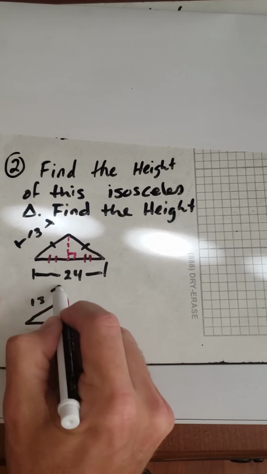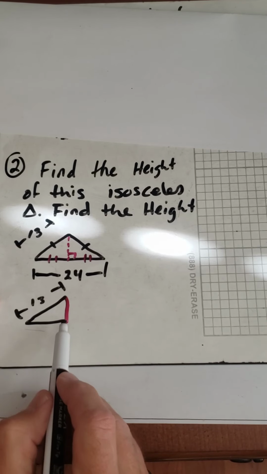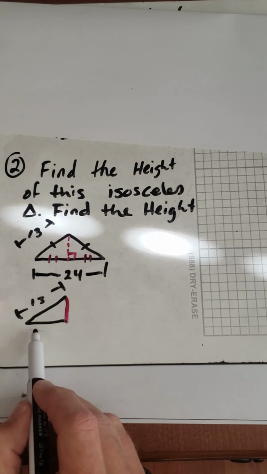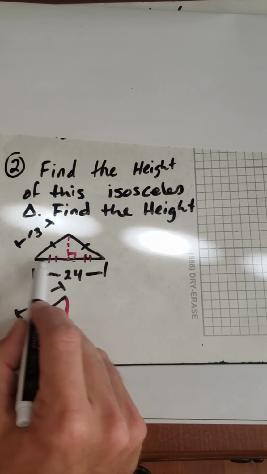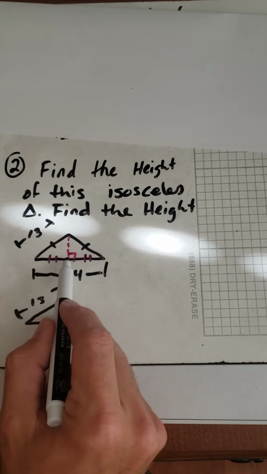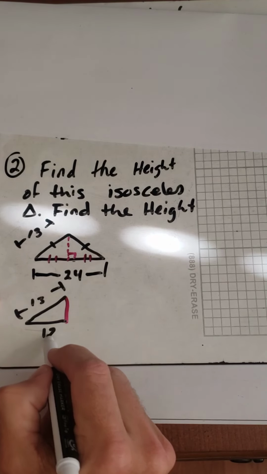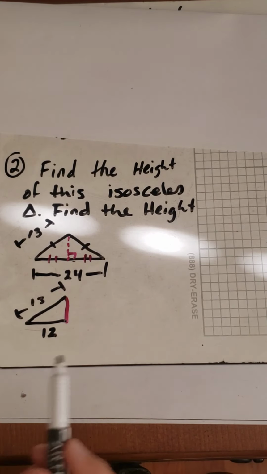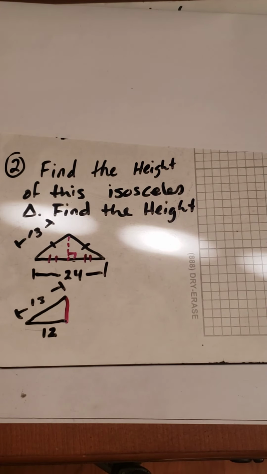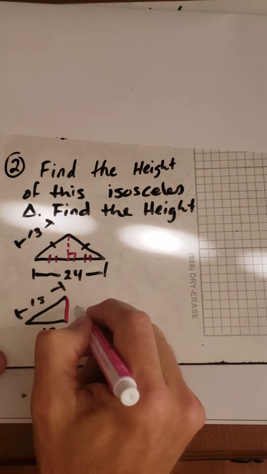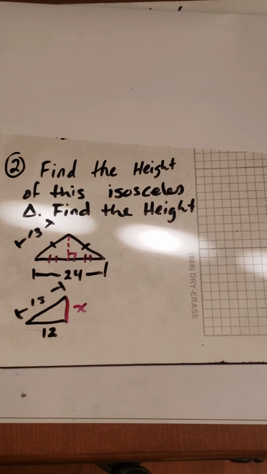13 here, that's that part. But this part is not 24 because I just cut it in half. So I have some of it on the right-hand side, some of it on the left-hand side. If that's directly in half, then that means this is 12, like that. And now I know that I have a height here, which I don't know what that one is. So I can go ahead and put that in as x. And then I have the hypotenuse is 13 and the base is 12.